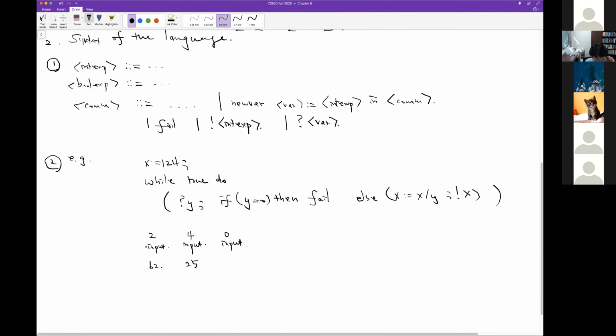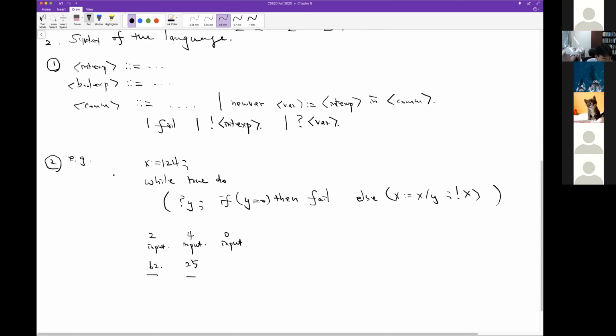So you see that depending on the input, the behavior changes. And also there are outcomes that can be produced during the execution, in the middle of the execution, like 62, which is an output, 25 is another output, and so on.